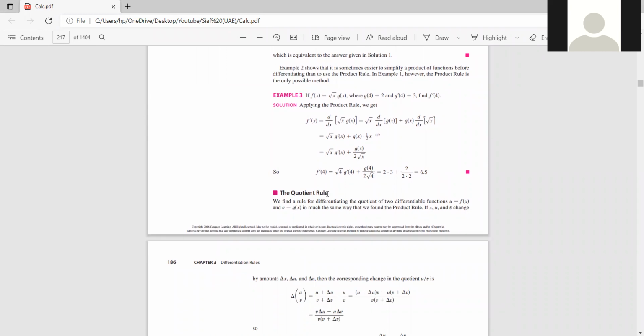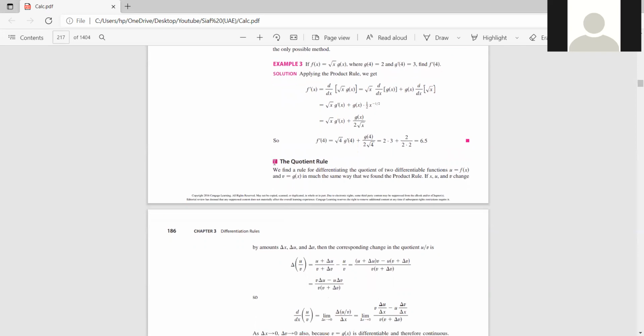Is everything so far clear to you? Do you have any questions? No, everything's clear. Okay, so let's move on to the quotient rule.